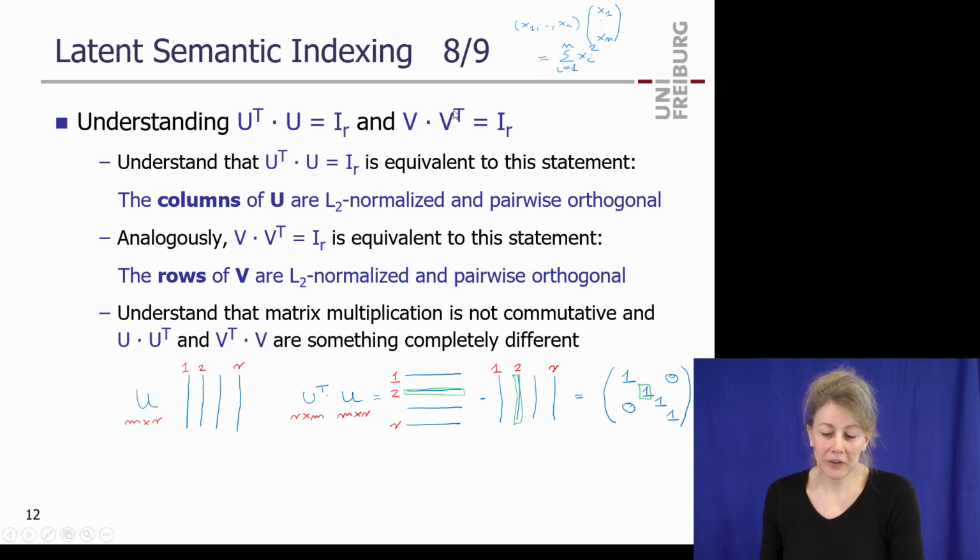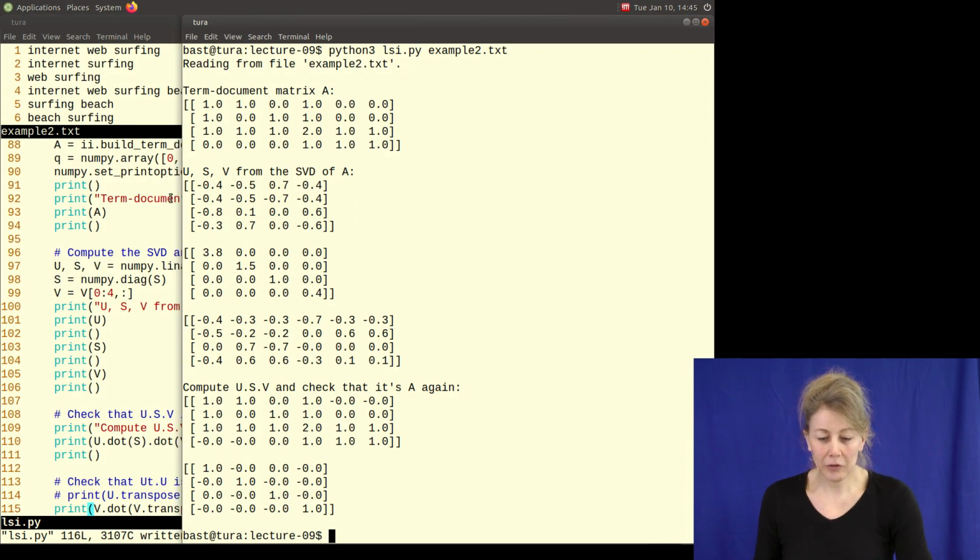And the same for V times V transpose. Now it means the rows of V are normalized, so each row has norm 1 and is pairwise orthogonal to the others. If you just take the 4 column vectors here and take any product, like first times fourth, it's 0. They are all orthogonal. And the norm, that's why you have these not so nice numbers, will be 1. If you take the sum of the squares, it's 1. For U it's the columns, and here it will be the rows. So that's the property of the singular vectors.